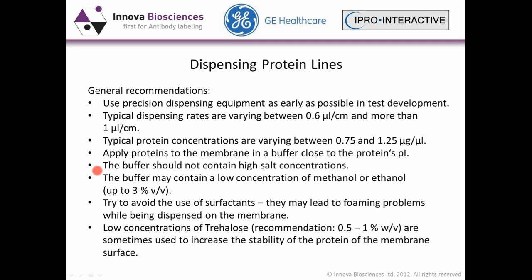The buffer may also contain low concentrations of methanol and ethanol that also destabilize proteins and facilitate protein binding. And please try to avoid the use of surfactants in the dispensing buffer. At first, you might see foaming problems. The second problem is surfactants may compete with proteins for binding sites. And sometimes it's advisable to use low concentrations of trehalose, because this may increase the protein stability upon drying.